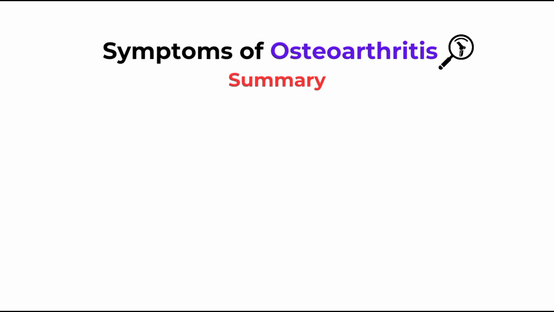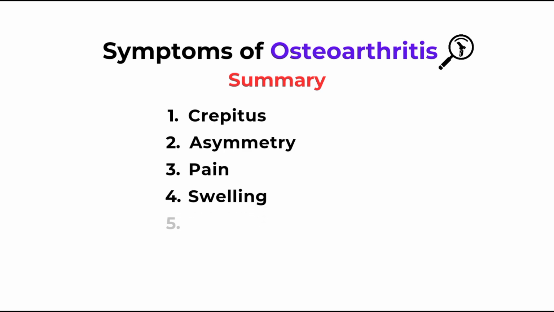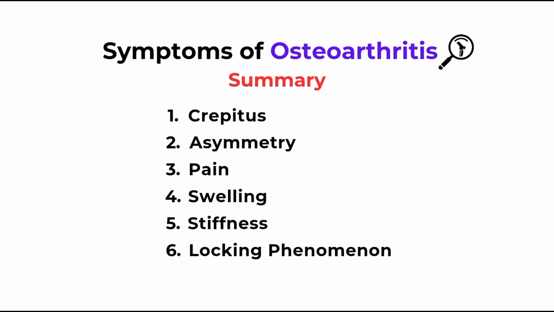Now, these are symptoms that tend to occur. Number one, we talked about crepitus. Number two, we talked about asymmetry, which is the involvement of one joint and then subsequent involvement of the other joint. And then we talked about pain, we talked about swelling, we talked about stiffness, we talked about the locking phenomenon, and we also talked about the knee giving way.